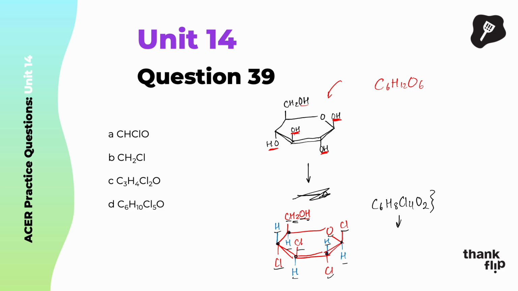To find the empirical formula, we need to simplify it. So we can divide it by 2. So we get C3H4Cl2O. And that gives us our answer option C. But we didn't actually have to do all of this.